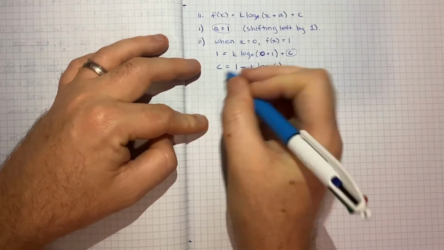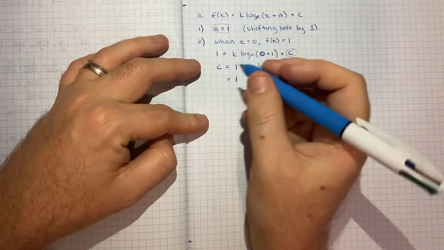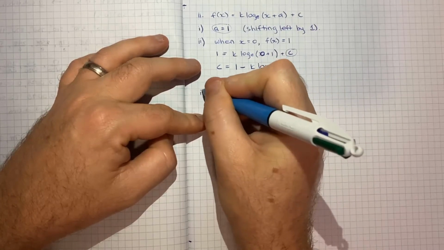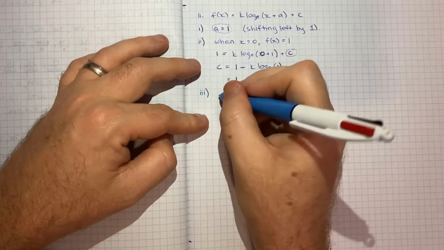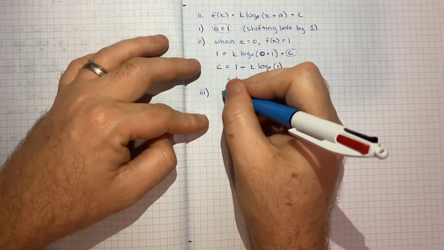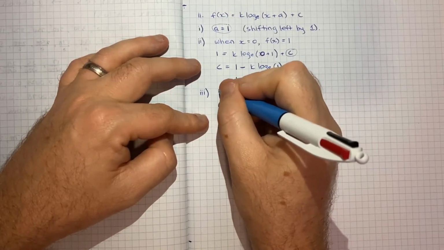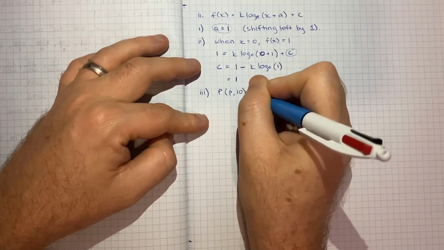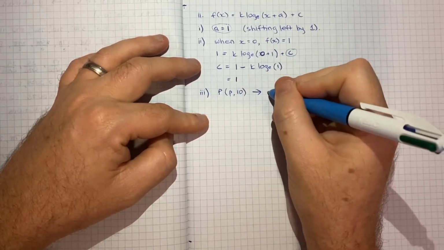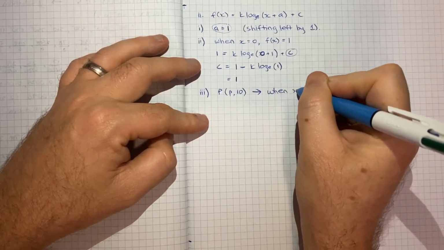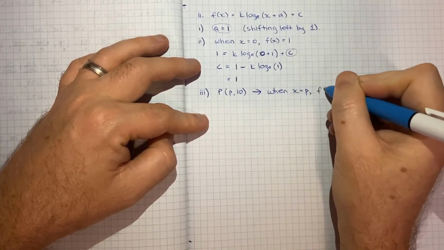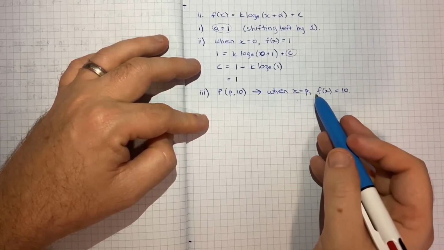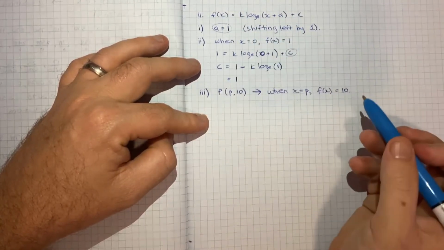So now that we've got a and c, we can rearrange for k. So for part 3, the information we want to use is that the curve touches the point P of (p, 10). What that means is when x is equal to p, f(x) is equal to 10. So again, we can substitute those in and rearrange for k.